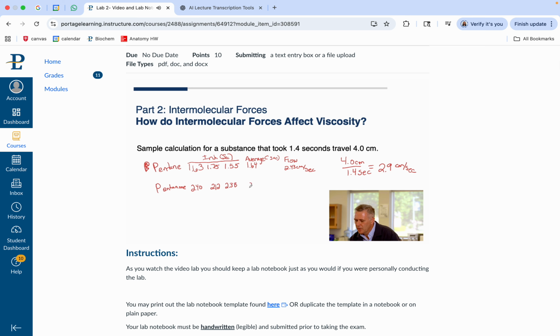And then we can put those together, average those out, take these 3, add them together, divide by 3, and then we'll get our average time. And then that corresponds to flow, how fast this went in terms of centimeters per second, 1.74. And then finally, we can get to our pentanol, which we indicated had the hydrogen bonds, right? So the hydrogen bonds are the strongest.